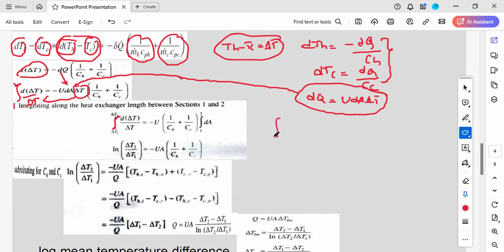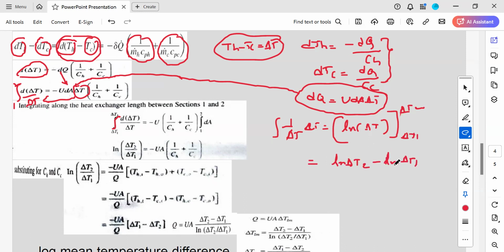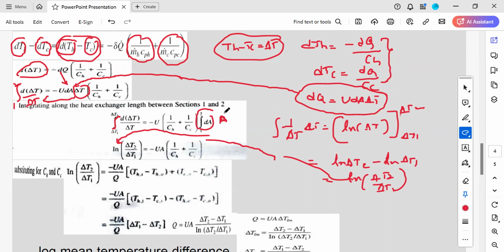Now the integral of 1/x is log x, so we get ln of ΔT in the limits of 1 and 2, inlet section and outlet section, that is ΔT1 to ΔT2. That equals ln ΔT2 minus ln ΔT1. Log a minus log b, so we get ln of ΔT2 by ΔT1. The integral of dA will be A only, because if you integrate the small area, you get the total surface area. So we get minus UA (1/Ch + 1/Cc).